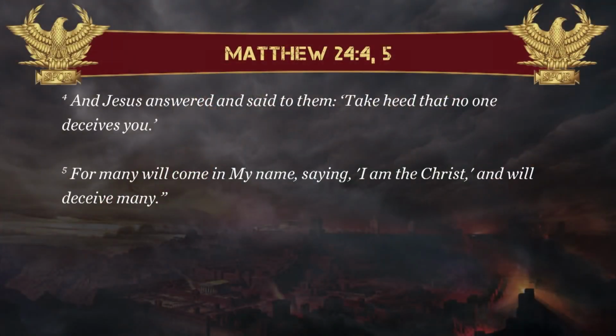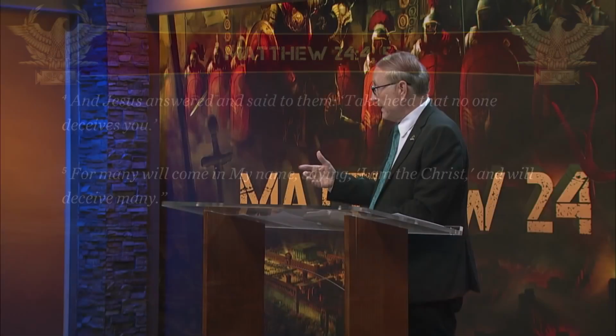And we're told in Matthew 24 and verse 4, "And Jesus answered and said to them, take heed that no one deceives you." He's speaking to his disciples. Make sure no one deceives you. Then the very next verse, Matthew chapter 24 and verse 5, says, "For many will come in my name." So you'll notice that these must be Christians because they're coming in the name of Jesus.